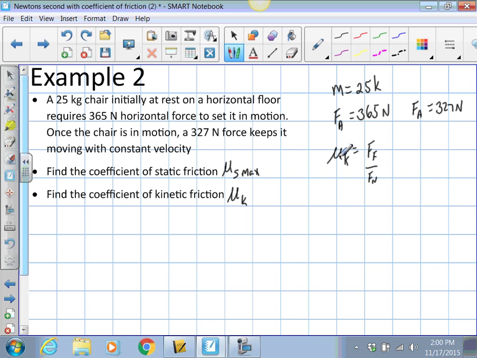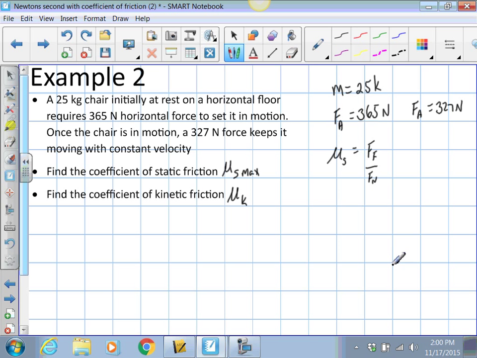And again, I said mu k, but I could do that first since we've got the information for it. I actually wanted to do mu static first, and again, we are doing that as static friction max. So let's construct a force diagram first.